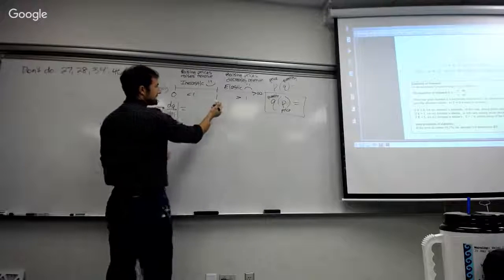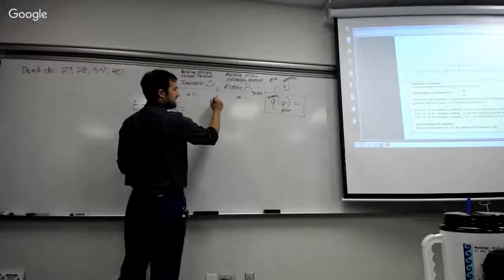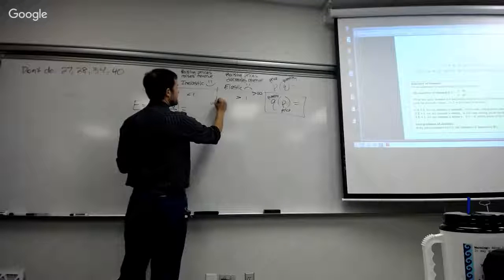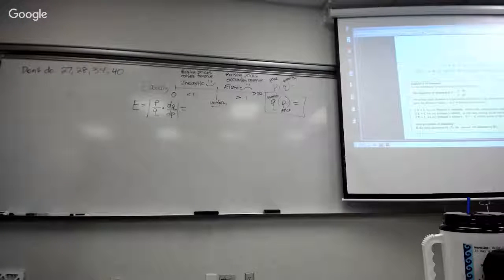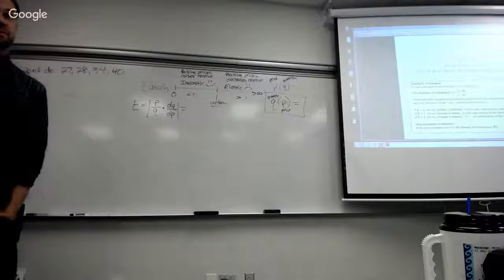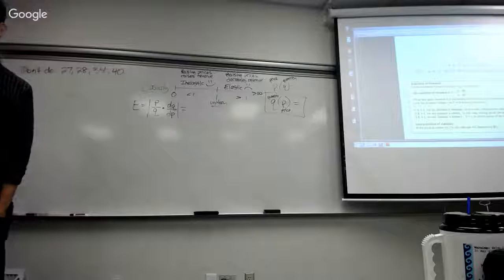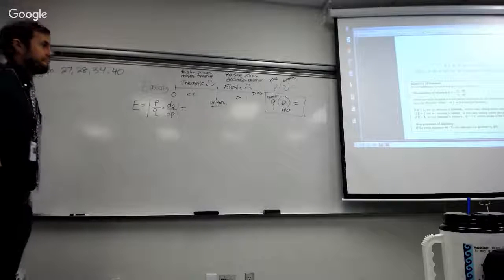Now, if E is actually equal to 1, we call it unitary. Which means, well, raising your price won't raise the revenue and it won't decrease the revenue, so you might as well not raise the price because it's not doing anything for you.